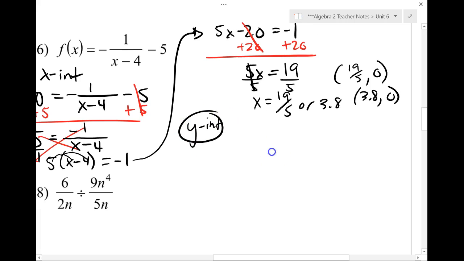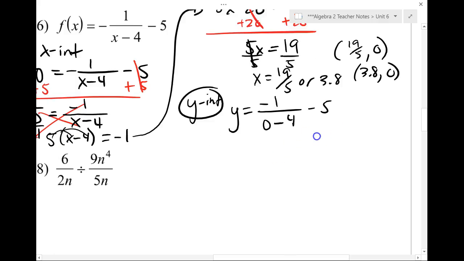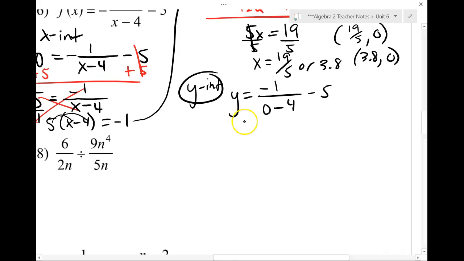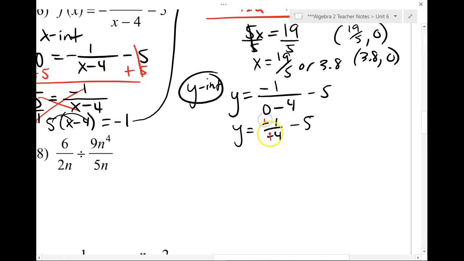Okay, so now we know that x is equal to 0 in this case. So let's set x equal to 0, turn f of x into y. And remember, we have a negative there in front of our function, so I'm going to put it towards the top. Make x 0, minus 4, minus 5. Now that 0 kind of just cancels out there. So I have negative 1 over negative 4 minus 5. And remember these negatives here.